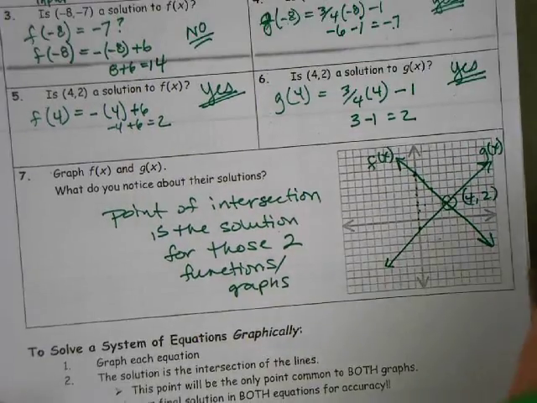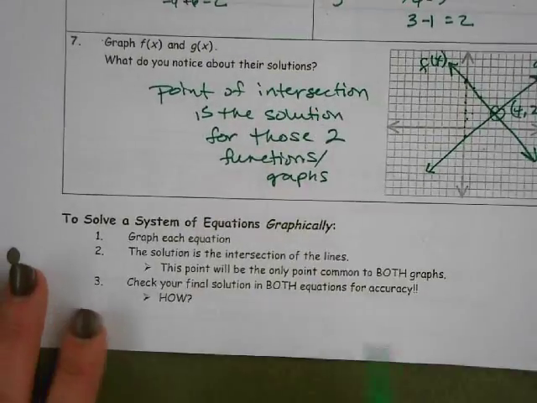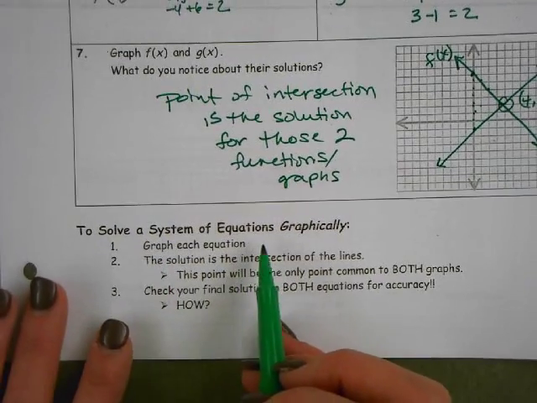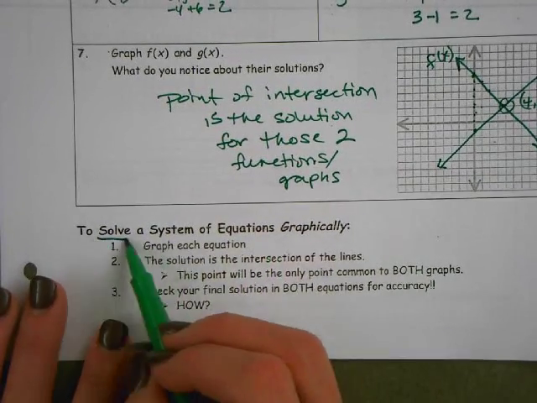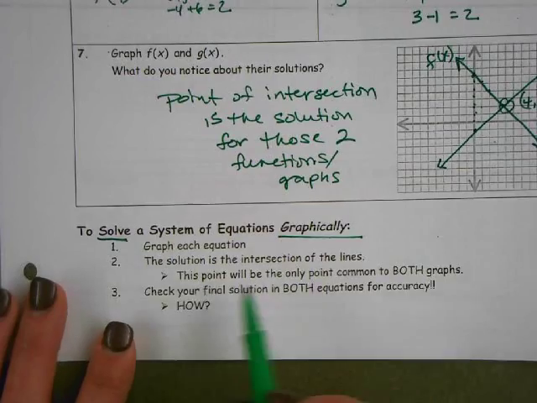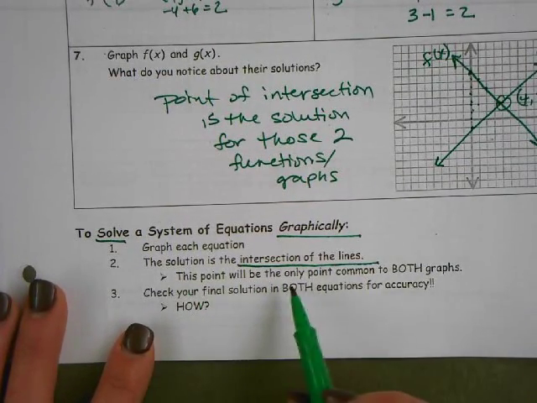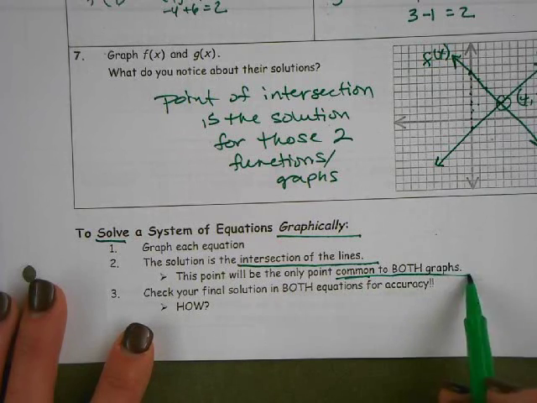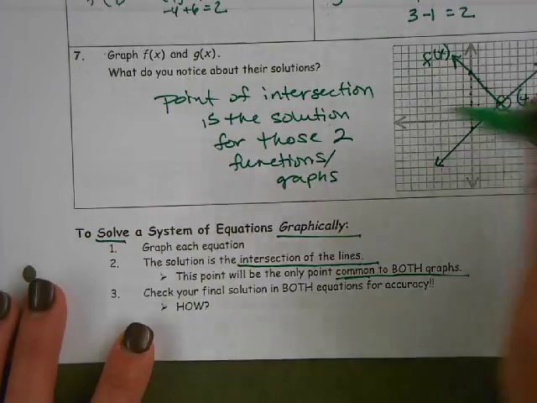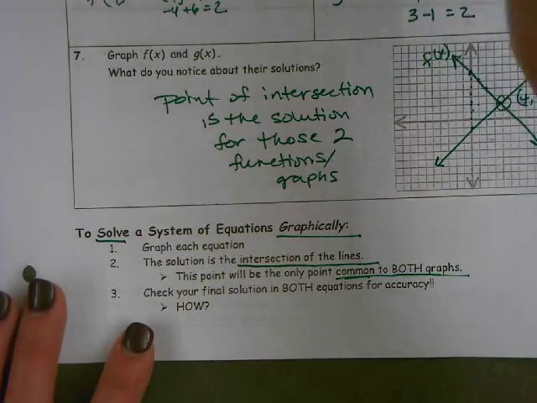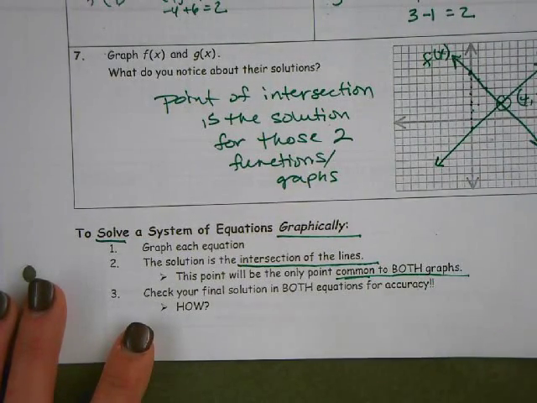Okay, and then on the bottom you notice here it has the actual directions. It says graph each equation. Okay, and this is where we're solving them graphically. You graph them, and the solution is the intersection of the lines. Okay, this is the point that will be common in both graphs. Okay, and to check your answer, you would take that and plug it into both equations like we did, and make sure that they equal, and that would tell you that it's true. Okay, so questions on solving by graphing.